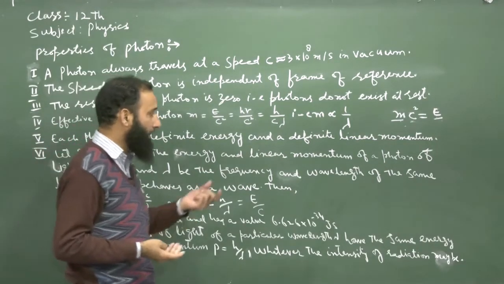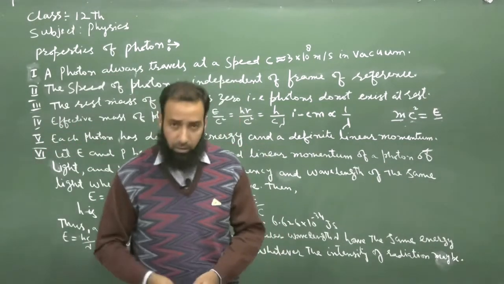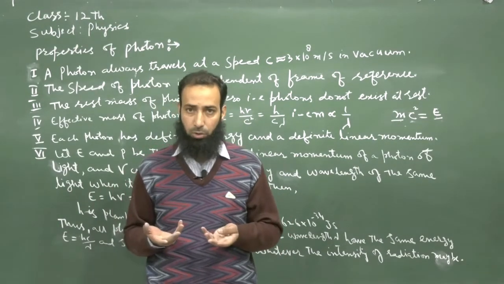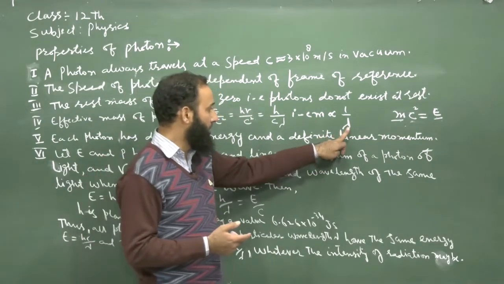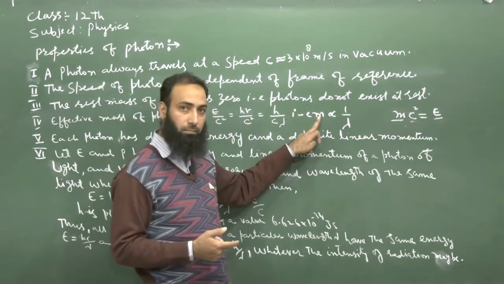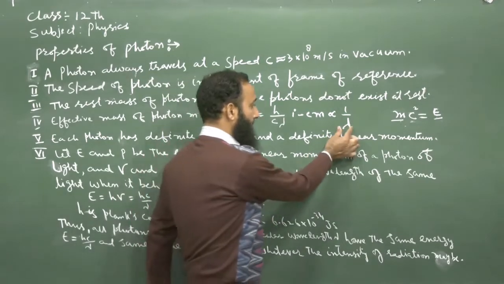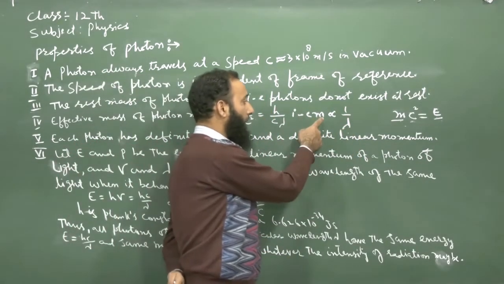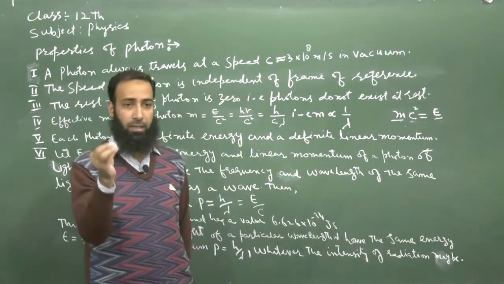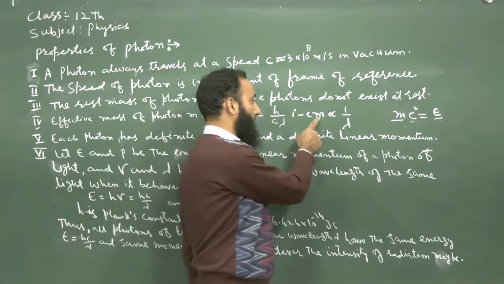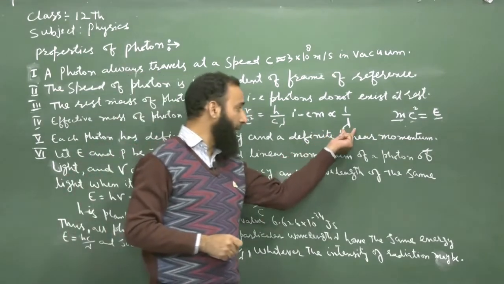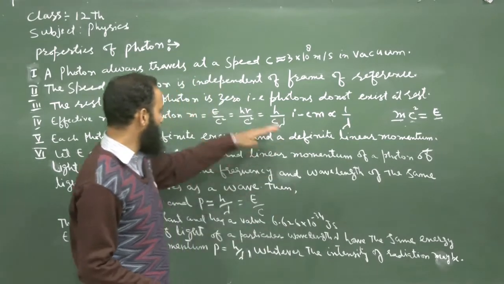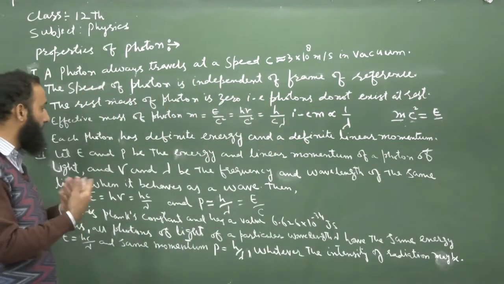What does this mean? It means, for example, if we take photons of red light or photons of blue light, the greater the lambda, the smaller the mass. So we can say the mass of the photons of the red light will be less as compared to the mass of the photons of the blue light. Why? Because the wavelength of the red light is greater than the wavelength of the blue light. So this is the effective mass.